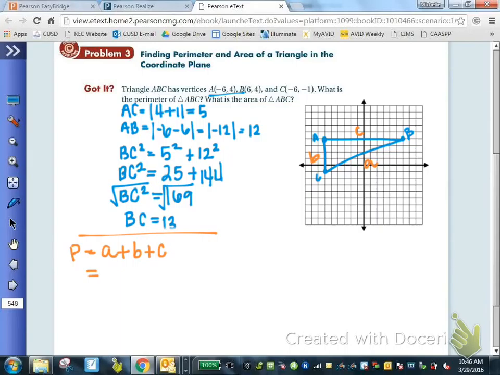So when we add these all together, we would get a was 13, so b would be 5, and c would be 12. So what do we get for our perimeter? Who got it? 30 units.